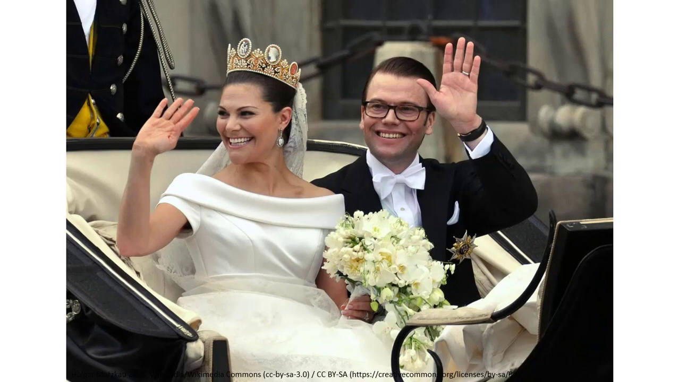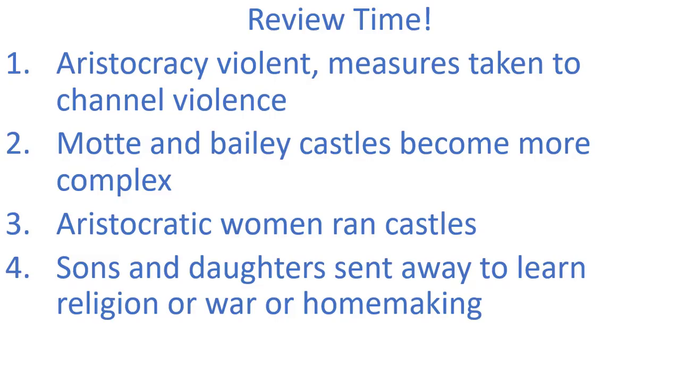It's time for another review, so let's take a break and highlight the most important points of this section. First, the aristocracy, as the defenders of society, tended to be a violent group. Things like the peace and truce of God and tournaments were all designed to provide an outlet for their aggression.